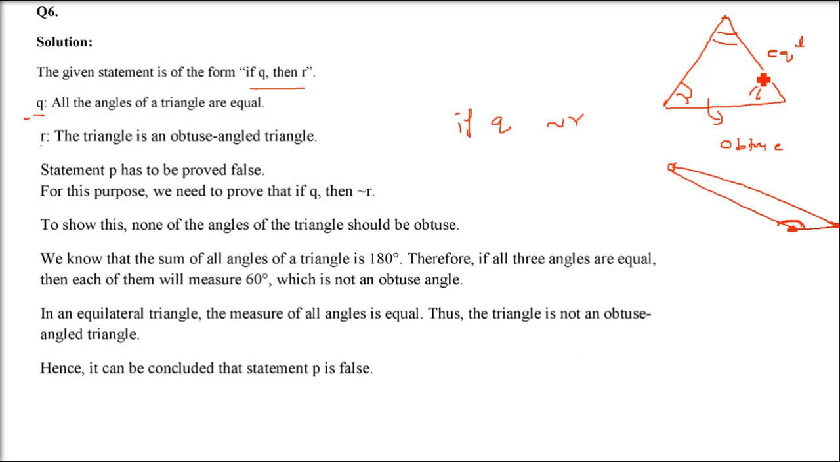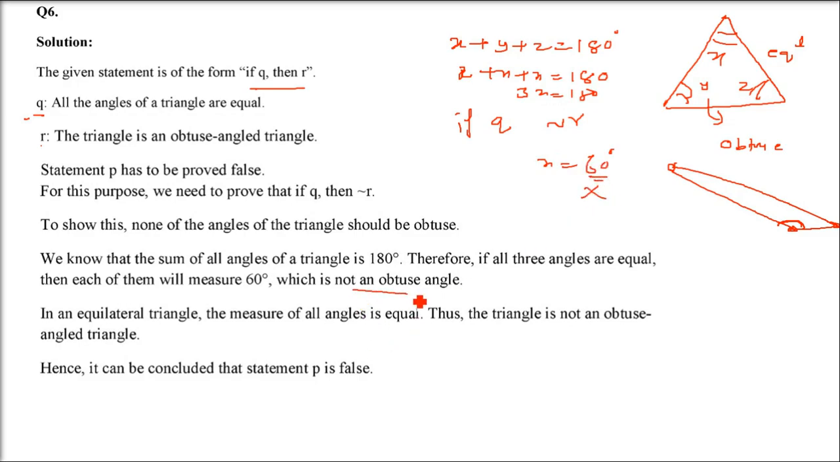By the angle sum property of a triangle, the sum of the angles of the triangle has to be 180 degrees. If you take the angles as x, y, z, then x plus y plus z is 180 degrees, and you can write y and z also as x. So it is 3x equals 180 degrees, x will be equal to 60 degrees. So every angle is 60 degrees.